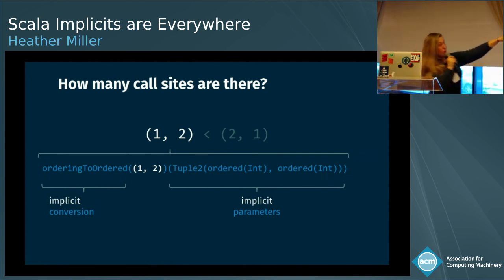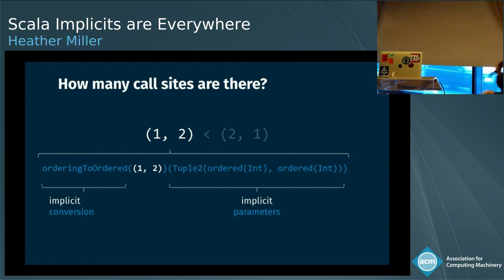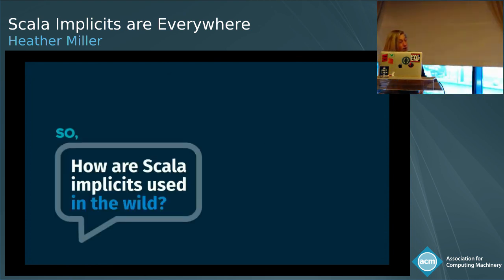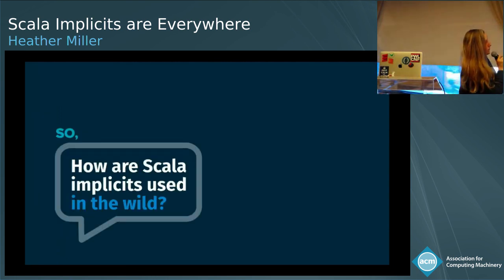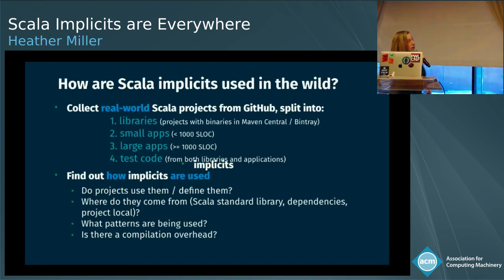Okay. So one of these is an implicit conversion, and this ordered stuff, these are parameters, and that's just one side of this. So that's just to show you how many appear that you might not expect. So okay, how are these things used in the wild then? I mean, that's what the title of this talk is, right?